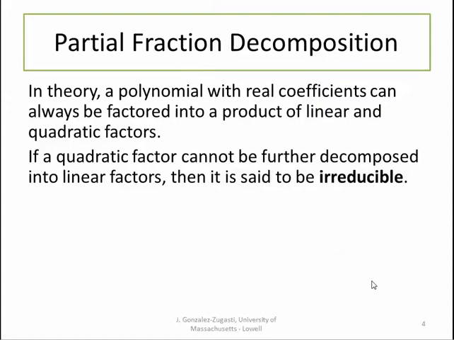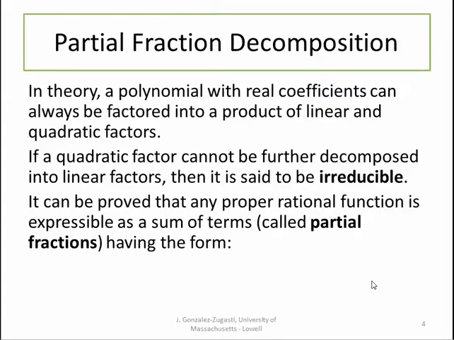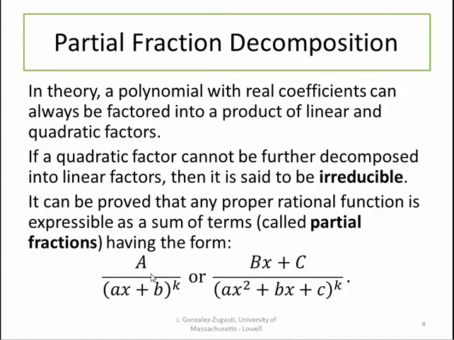And then what's really cool is that it can be proved that if you have any proper rational function, you can express it as a sum of terms called partial fractions having the form of A over (ax plus b) to the k, or Bx plus C over (ax squared plus bx plus c) raised to the k. Now in this, it's important to note that the capital letters and the lowercase letters are distinct. They're not the same.